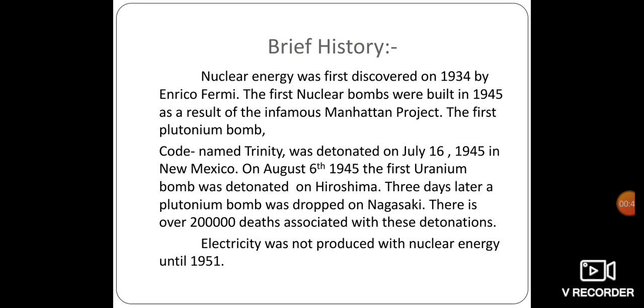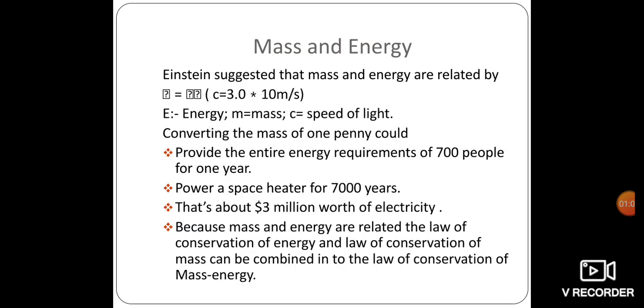On August 6, 1945, the first uranium bomb was detonated on Hiroshima. Three days later, a plutonium bomb was dropped on Nagasaki. There were over 2 lakh deaths associated with these detonations. Electricity was not produced with nuclear energy until 1951.